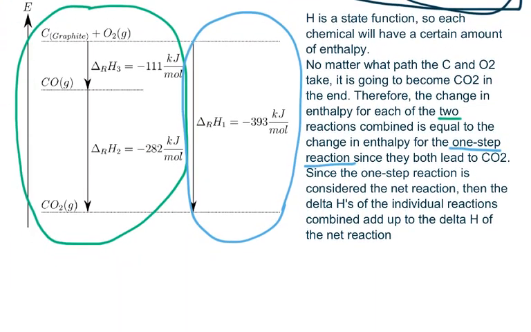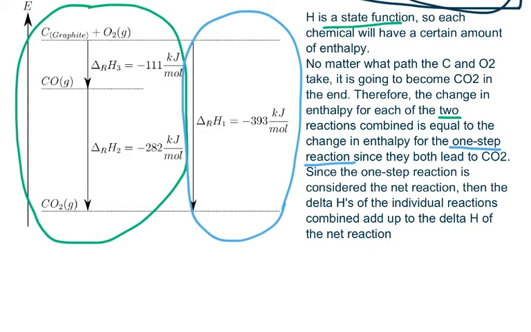So H, or enthalpy, is a state function, so each chemical will have a certain amount of enthalpy, or you could think of enthalpy as the energy of the chemical. Now, if we have CO2 down here, no matter where it came from, CO2 will always have a certain amount of enthalpy, and that's what it means to be a state function. So, now that we are armed with this knowledge, we can take a look at the reaction.